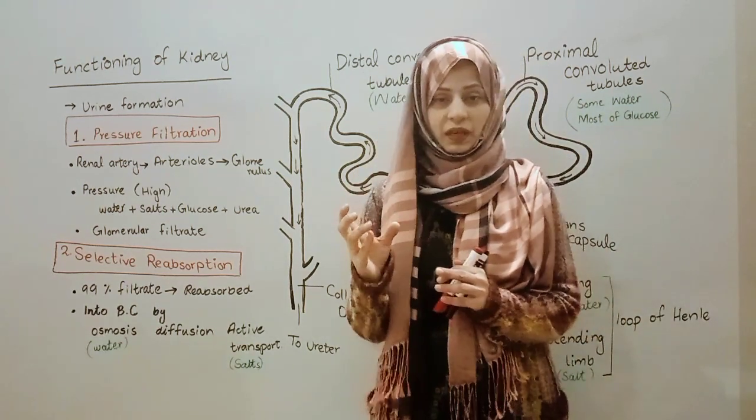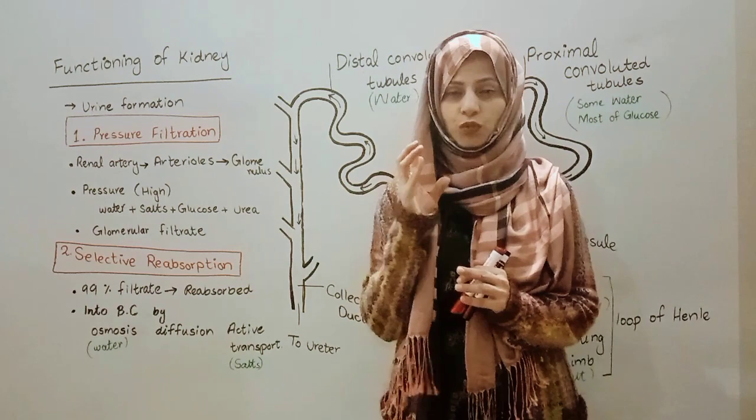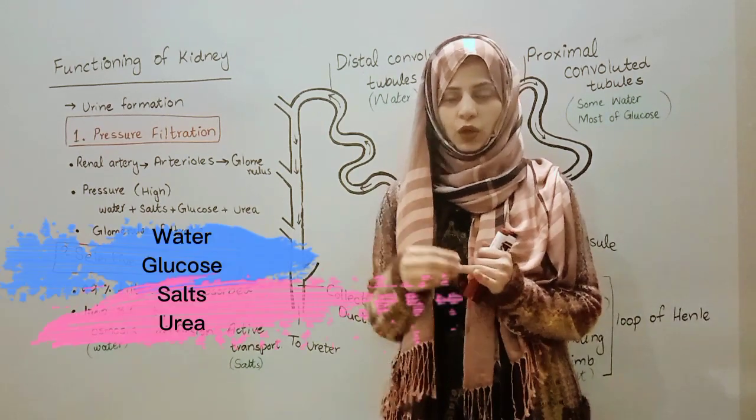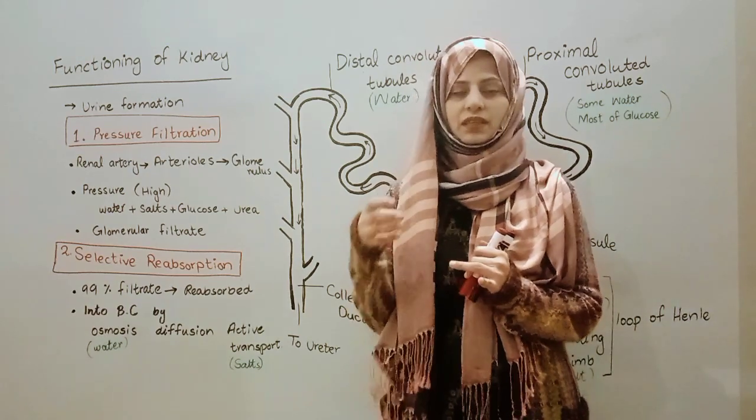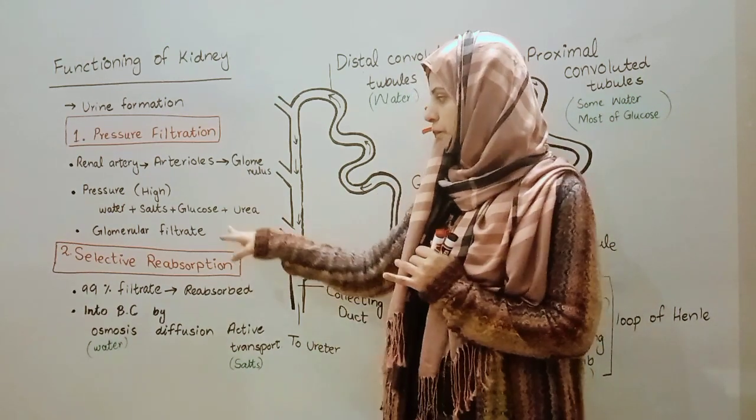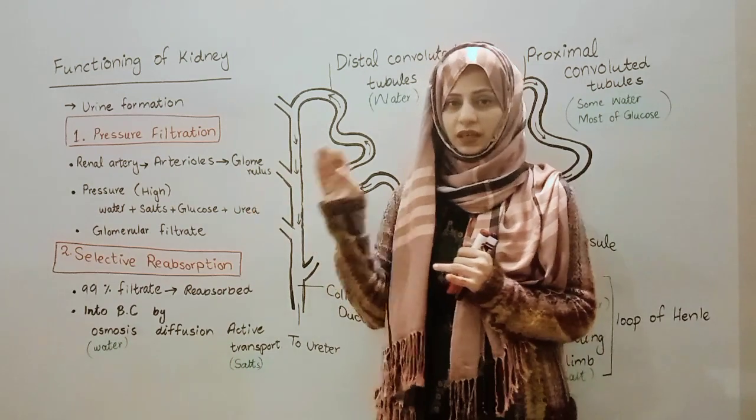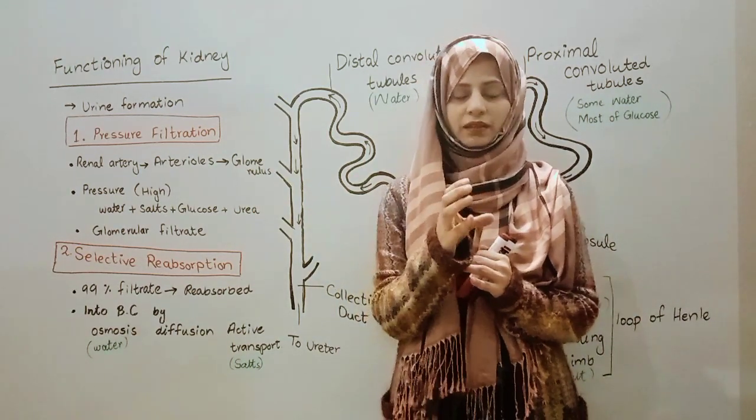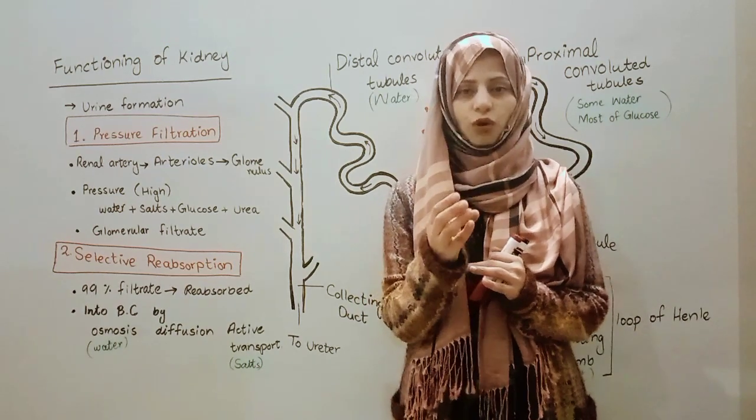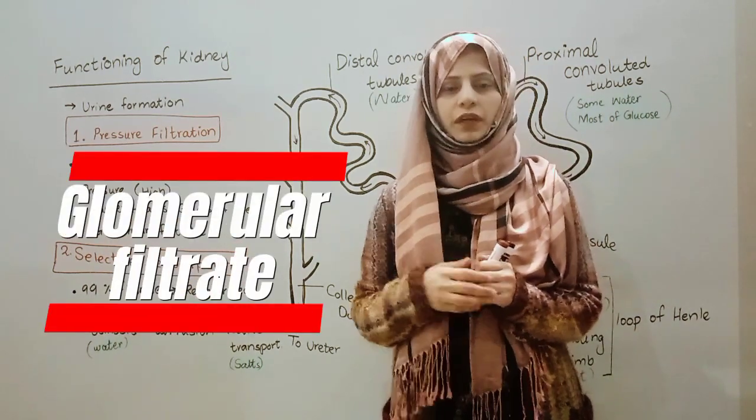The pressure of blood is so high that most of the water, glucose, salts, and urea is absorbed into the Bowman's capsule, the cup-shaped structure. At this point, the filtrate is called the glomerular filtrate.